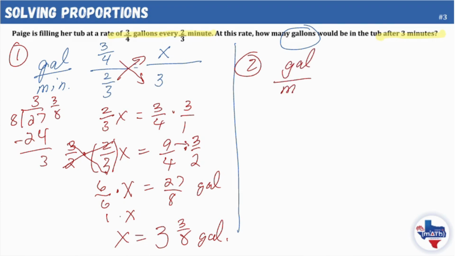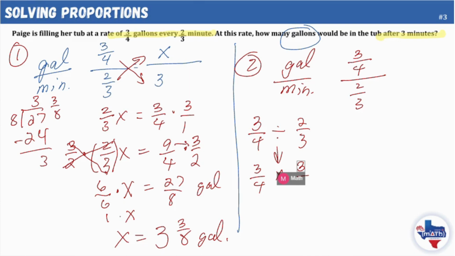Gallons over minutes. So we have 3/4 divided by 2/3. Okay? So if we take 3/4 and divide it by 2/3, that's saying 3/4 division symbol 2/3. When we divide, we multiply by the reciprocal. So we're going to say 3/4, change division to multiplication, and flip the second fraction. 2/3 is the same as 3/2. So now we can multiply that. That gives us 3 over 8.